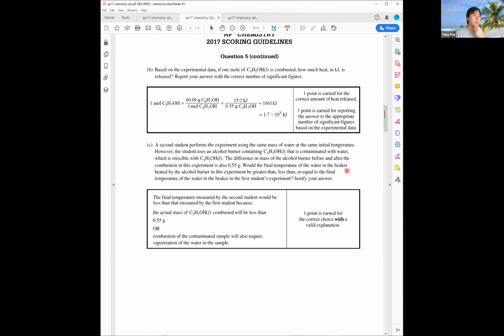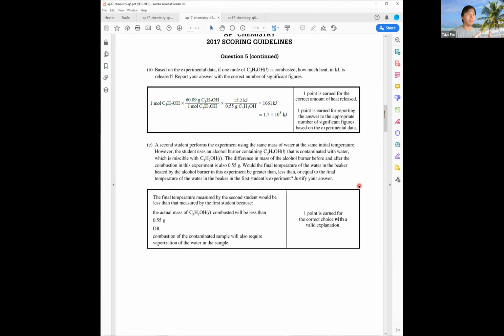Would the final temperature of the water in the beaker heated by the alcohol burner be greater than, less than, or equal to the final temperature of the water in the beaker in the first student's experiment? Justify your answer. First of all, if it's mixed with water, it still can burn with a little bit of water, okay, still can burn.